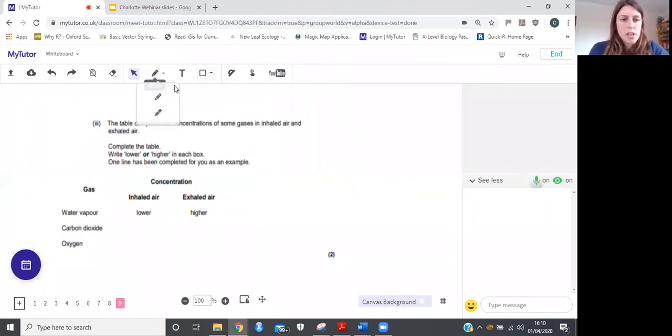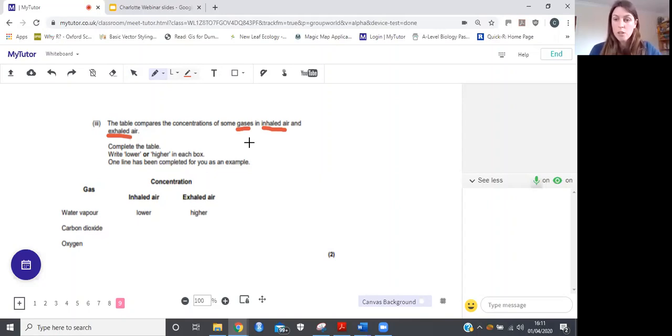So let's underline the keywords again, as we did before. The table compares the concentrations of some gases in inhaled air and exhaled air. So we talked about inhaling at the beginning of a breath and then exhaling at the end of a breath. It says complete the table. Write lower or higher in each box. One line has been completed for you as an example. It's 2 marks, so I would say that's probably 1 mark per line.